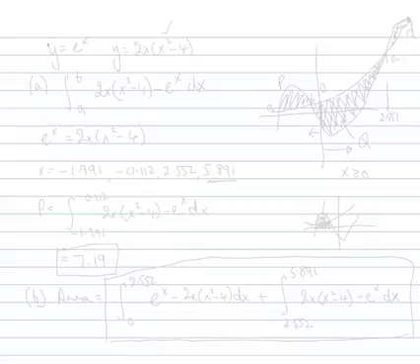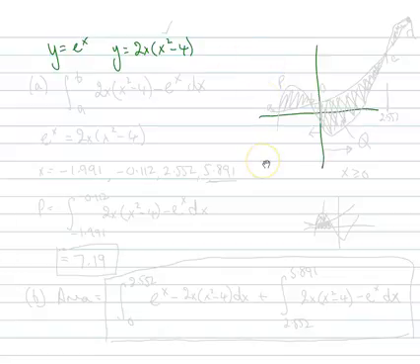Okay, so in this question we've got these two functions: y equals e to the x, and y equals 2x times (x squared take 4), and we've got some area between them. According to this graph, one kind of goes up, and that's the 2x times (x squared take 4), and e to the x kind of goes something like this. And we've got this shaded area here.